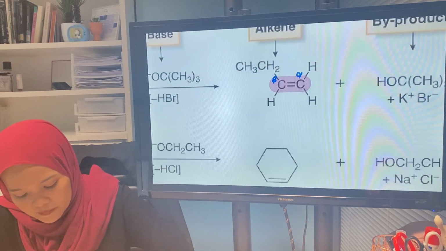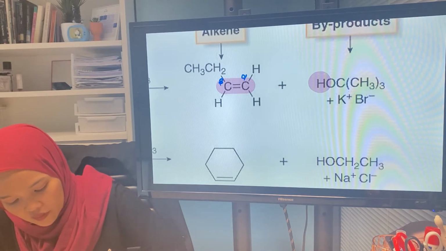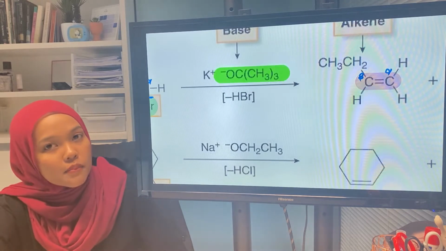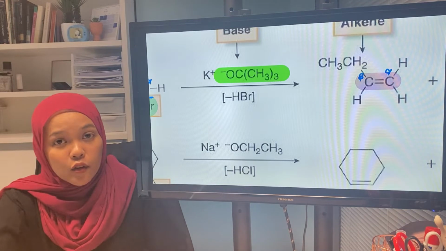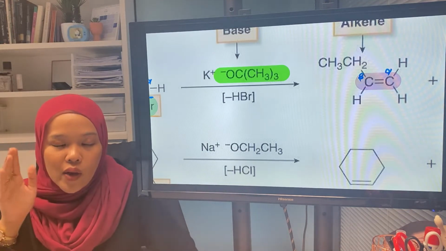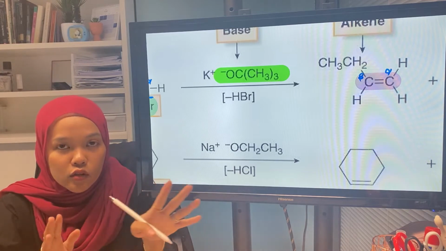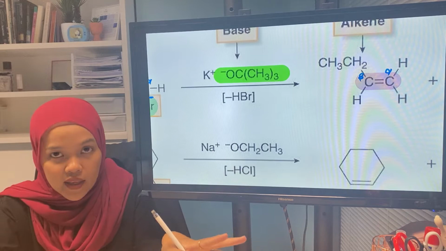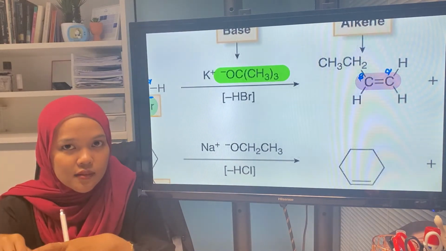So you see, this is our hydrogen, and just now, this is our base. When you talk about the base, when it comes to an ionic compound, you just ignore the cation. Because you remember, when we dissolve the ionic compound, it is going to dissociate into the potassium ion, which is the cation, and the anion. The anion is the one that is important, which is the base.